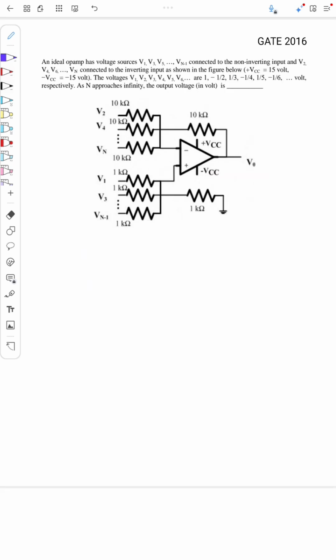Yeah, so this is a question from GATE 2016. The question is, an ideal op amp has voltage sources V1, V3, V5, etc., Vn minus 1 connected to the non-inverting input, and V2, V4, V6, etc., Vn connected to the inverting input, as shown in the figure.